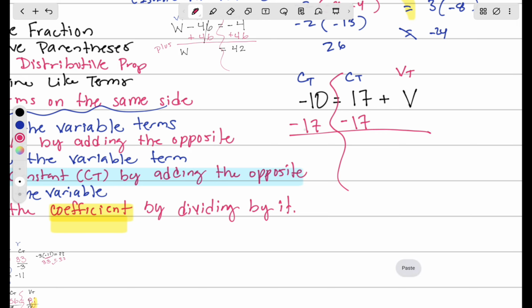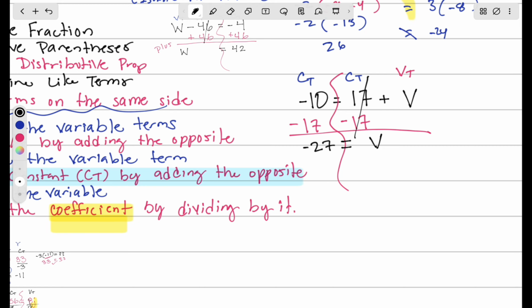All right, negative 10 plus negative 17. That's negative 27. Equal sign always comes down. Anytime you're adding the same number with different signs, they cancel out. And the V comes down. The unknown amount is now known. V is negative 27, or negative 27 is V.